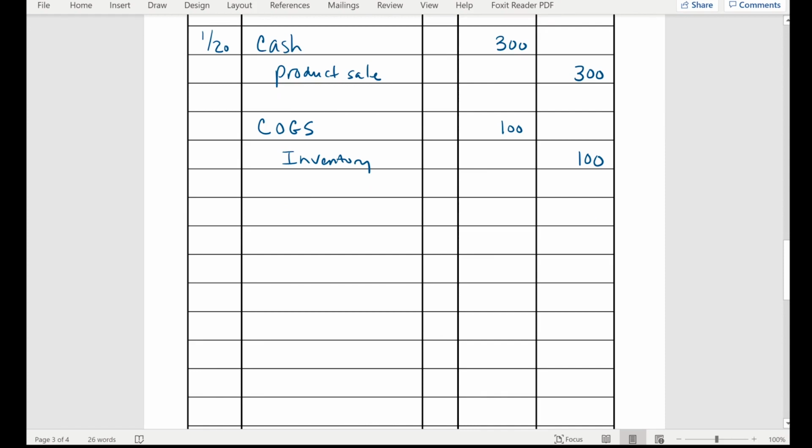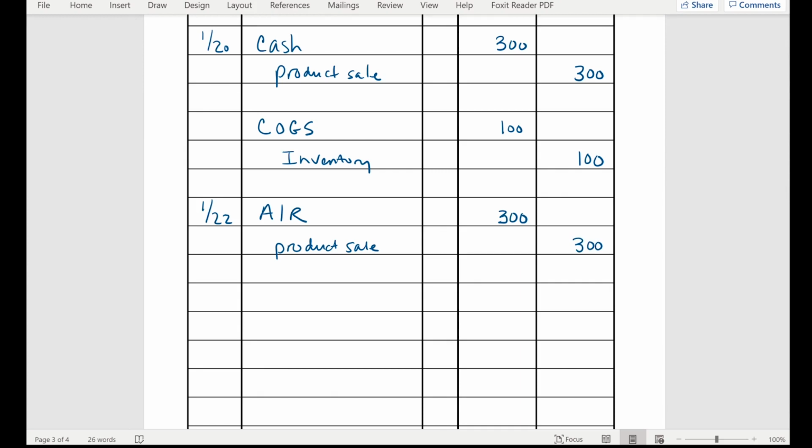Now we go a couple days later in the week on January 22nd, and the business owner sells another product, but sells it on credit or gives the customer terms. I've got AR here, and that stands for accounts receivable. And then product sale is that revenue or income account. Sold another unit, so I'm going to put $300 debit for accounts receivable, and then a $300 credit for product sale.